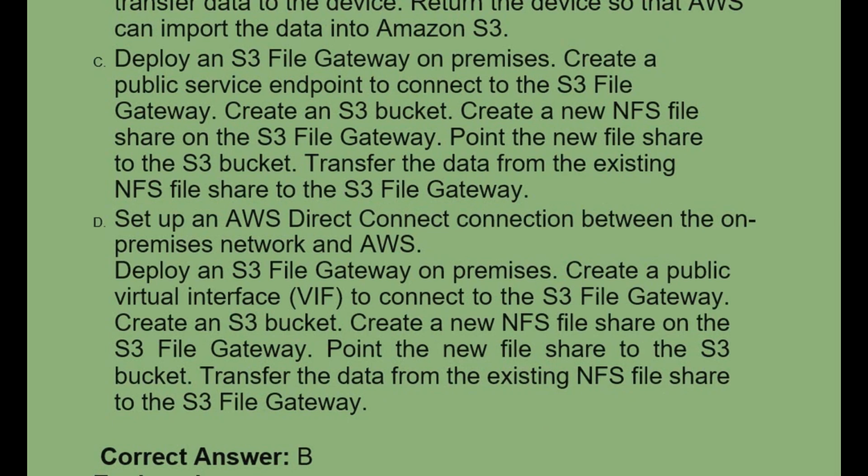Option D. Set up an AWS Direct Connect connection between the on-premises network and AWS. Deploy an S3 file gateway on premises. Create a public virtual interface (VIF) to connect to the S3 file gateway. Create an S3 bucket. Create a new NFS file share on the S3 file gateway. Point the new file share to the S3 bucket. Transfer the data from the existing NFS file share to the S3 file gateway. Correct answer is option B.